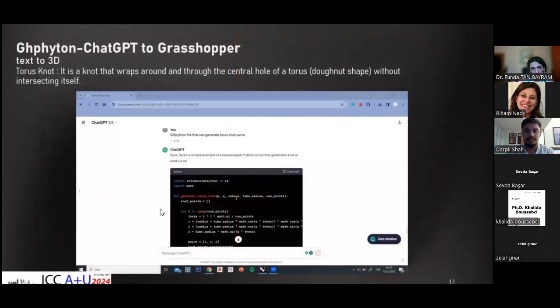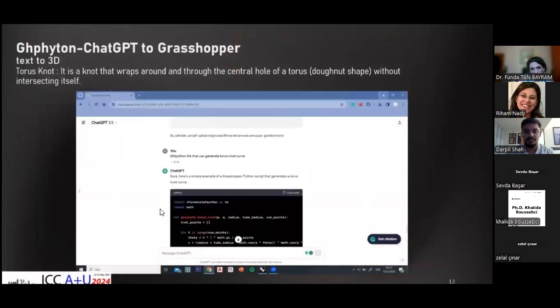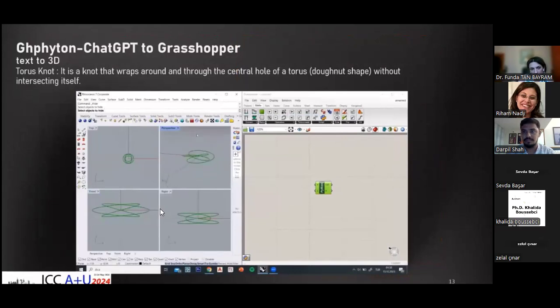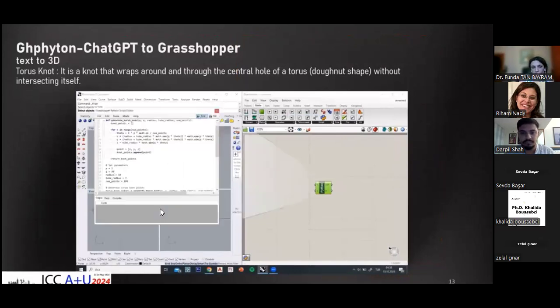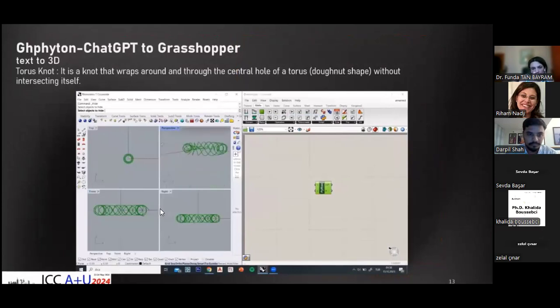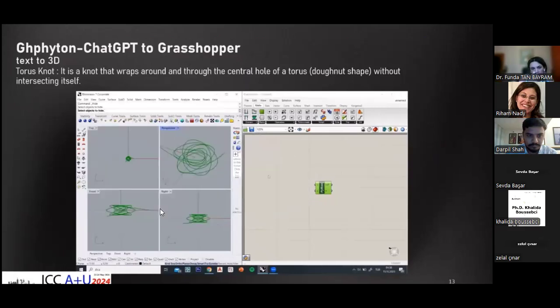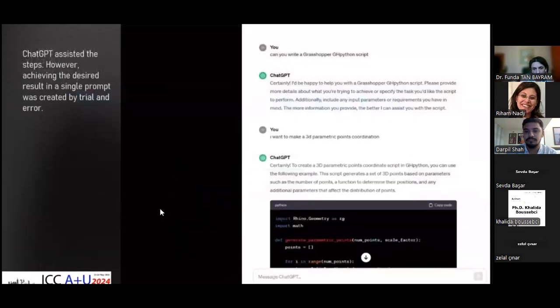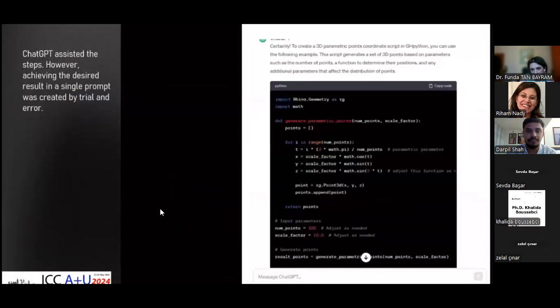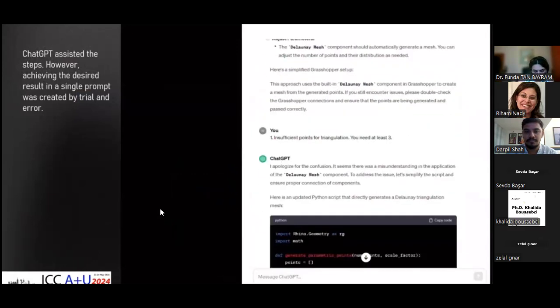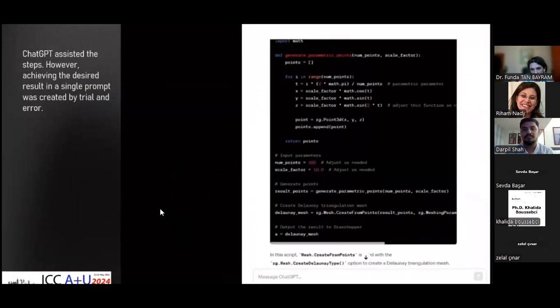First of all, in this example, 3D shapes were produced with Python's Grasshopper interface. The co-creation process was experienced by writing Python code with the help of ChatGPT. First, ChatGPT was asked to create a torus knot shape by writing Python code. The generated code is pasted into the interface and the model appears on the screen. This shape can be changed simply by playing with the parameters. ChatGPT assists with the steps. However, achieving the desired result in a single prompt was done by trial and error. However, by co-creating with AI, we can see that we can produce 3D without knowing how to code.